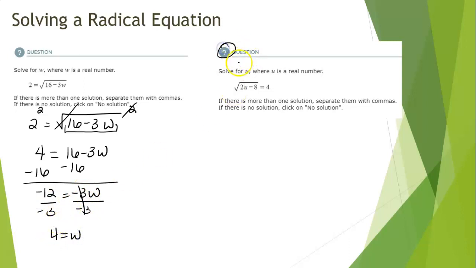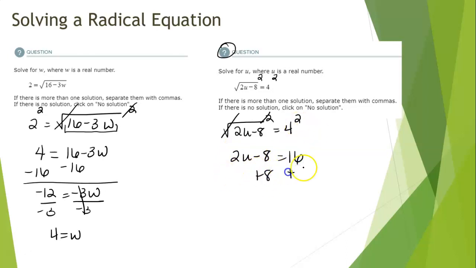You pause the video and try this one on your own. Remember, you get rid of the radical by squaring both sides. See if you can go from there. All right, the square and the square root cancel out, so there's no reason to square the 2u minus 8. We just bring that down. 4 squared is 16. Then you should have seen that this is a two-step equation. You add 8 to both sides, so 2u equals 24. Divide both sides by 2, and so u equals 12.